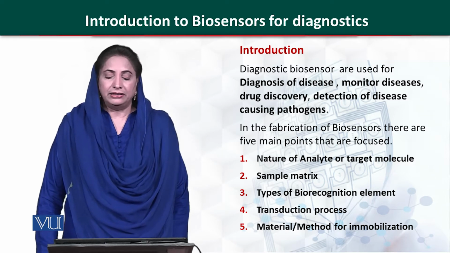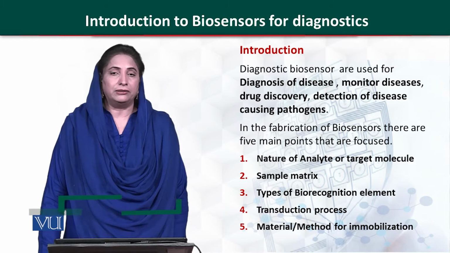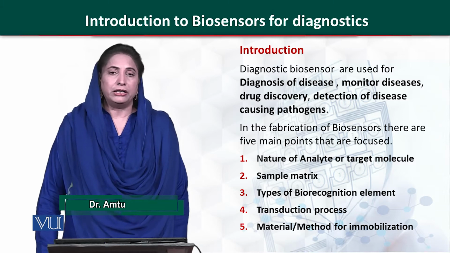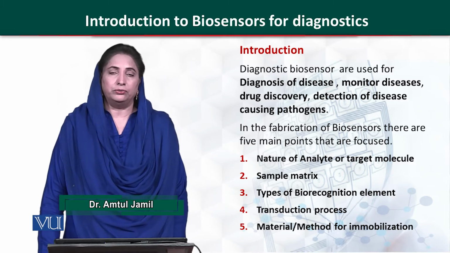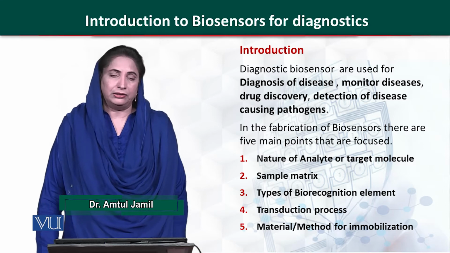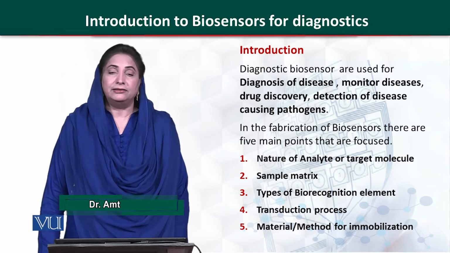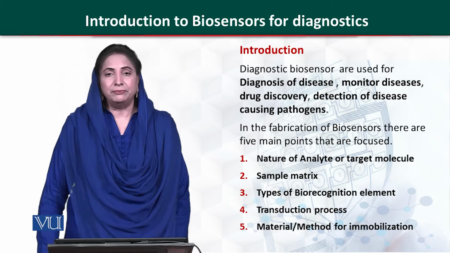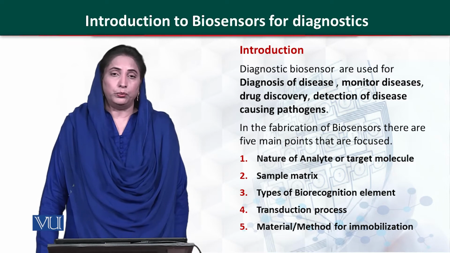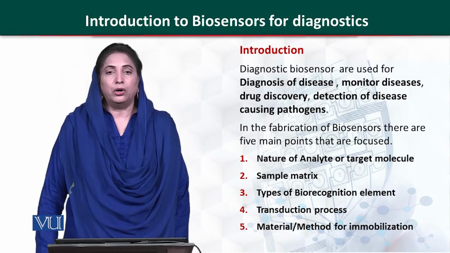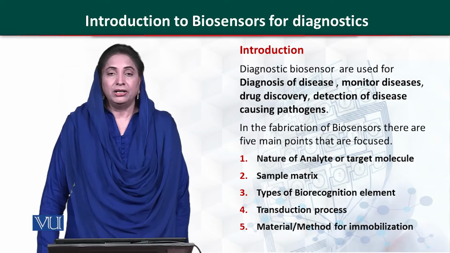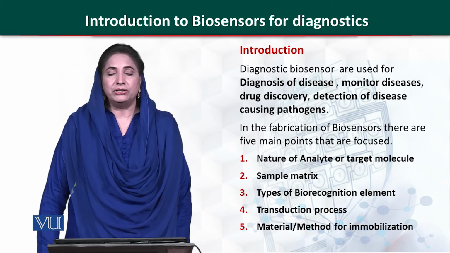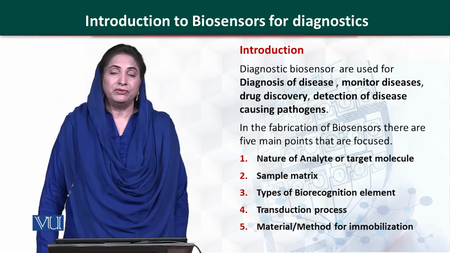The first is the nature of the analyte or the target molecule. It means what type of molecules we are going to detect by using biosensor technology. The second is the sample matrix. Sample matrix means the sample in which our target molecule or analyte is present. We need to consider the nature of the sample matrix. Is it simple or complex?